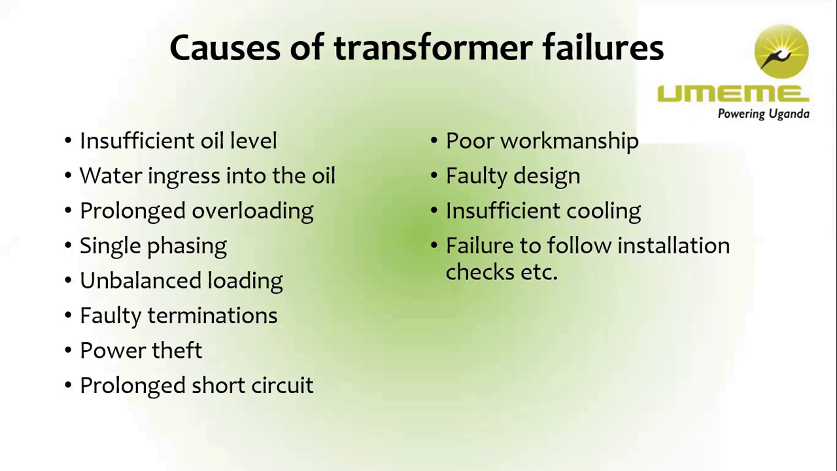Single phasing is when the voltage on one phase gets lost. For example, red gets lost and now voltage is on blue and yellow. The current that is supposed to be on red will now look for a way and it will join the blue and yellow, and then it can cause a high current. The current becomes maximum because each phase is supposed to be carrying a certain amount of current, and it can also break down. Unbalanced loading, I talked about it: putting too much load on one phase and leaving the other one idle.